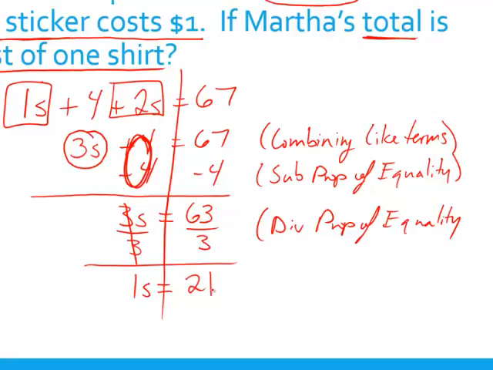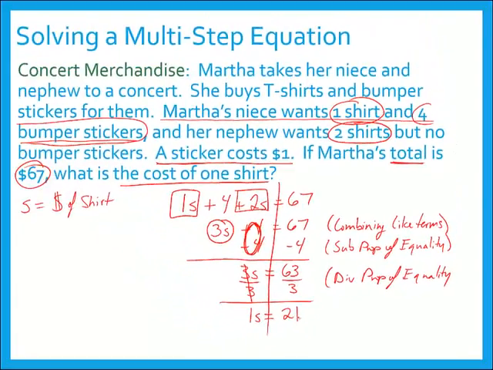Now we're not done yet. That is the solution, but we need to write it out in a sentence because the question was asked in sentences, so the answer needs to be in a sentence. So pretty much we're trying to find the cost of one shirt. So this is how we say it. The cost of one shirt is $21.